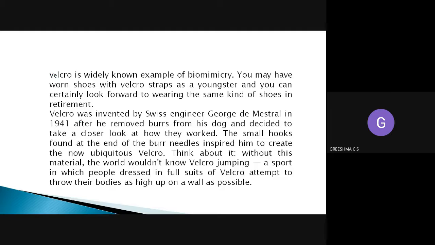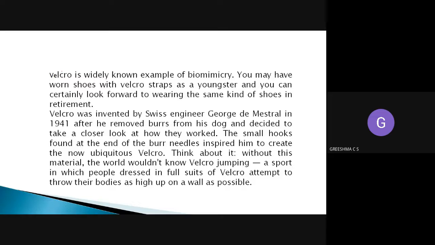Okay, so this has been invented by a Swiss engineer, George de Mestral. Okay, so this is the engineer who has done it. So you don't need to study the name of this engineer and all. This is just for the information. You just need to understand what is biomimicry and how it is working.